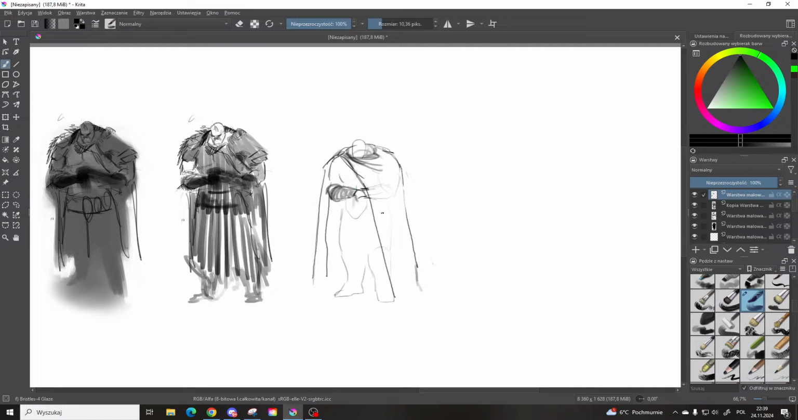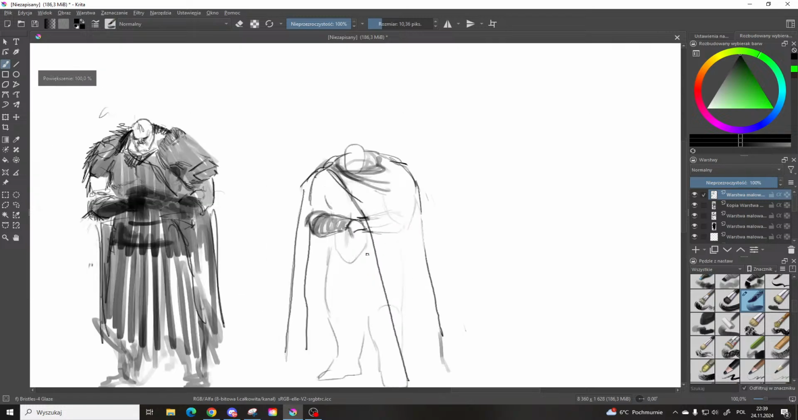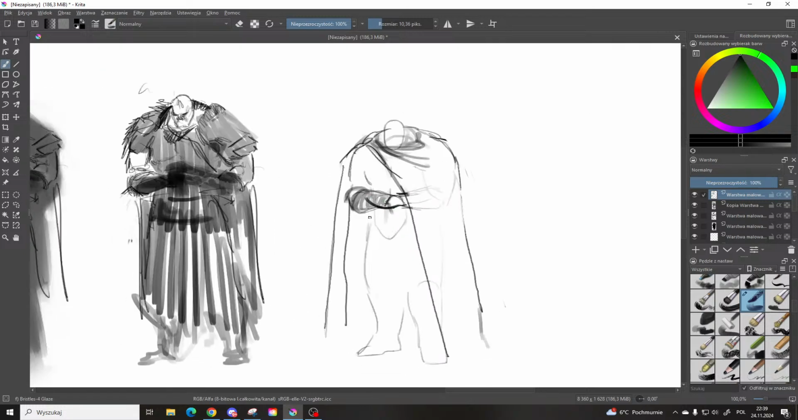I don't know if the axe would be the best. Maybe it would be the best. It definitely is the most orcish weapon. The sword could be too civilized or something.